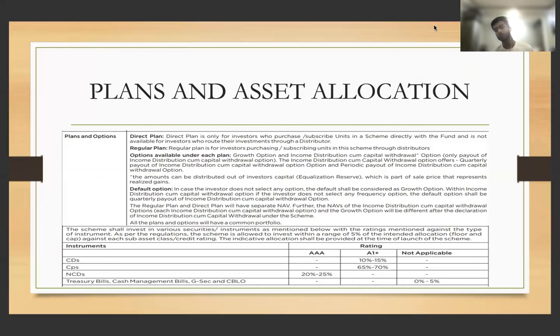Instruments in which the proceeds of this new fund will be invested are corporate deposits, commercial papers, NCDs, treasury bills of government, cash management bills, GSEC or CBLO. These are all money market instruments, and the company will opt for AAA or A1 plus rated securities.